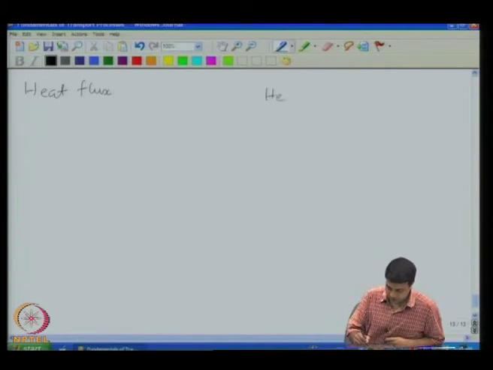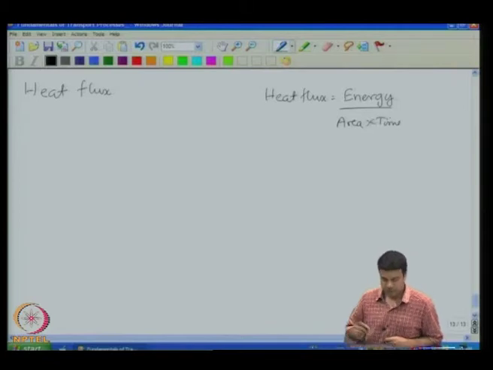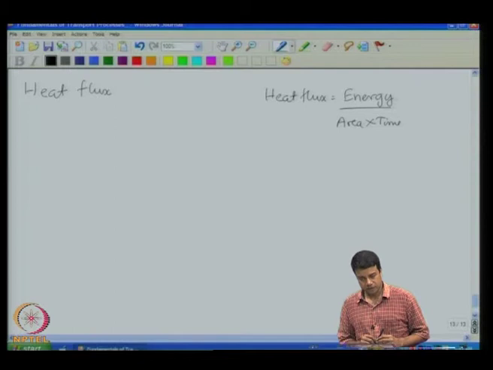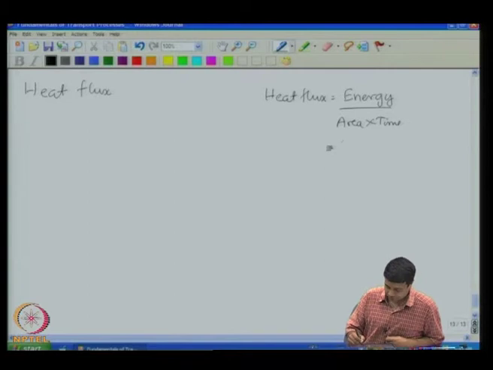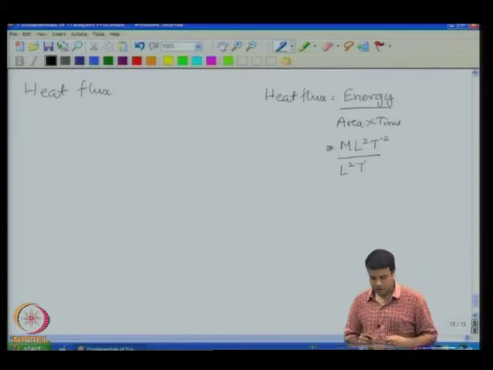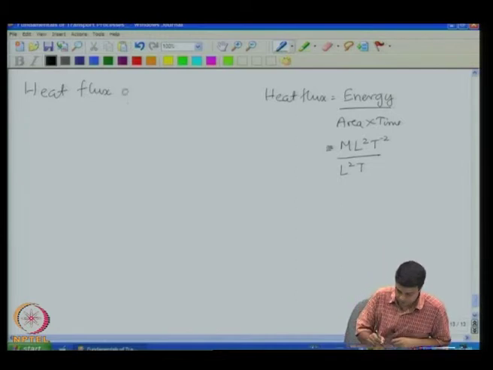It is equal to energy transported per unit area per unit time. The rate of transport of energy per unit area per unit time. Energy has dimensions of mass L square T power minus 2, divided by area, which has dimensions of L square, and time, which has dimensions of T. So you can easily see that the heat flux Q has dimensions of m T power minus 3.